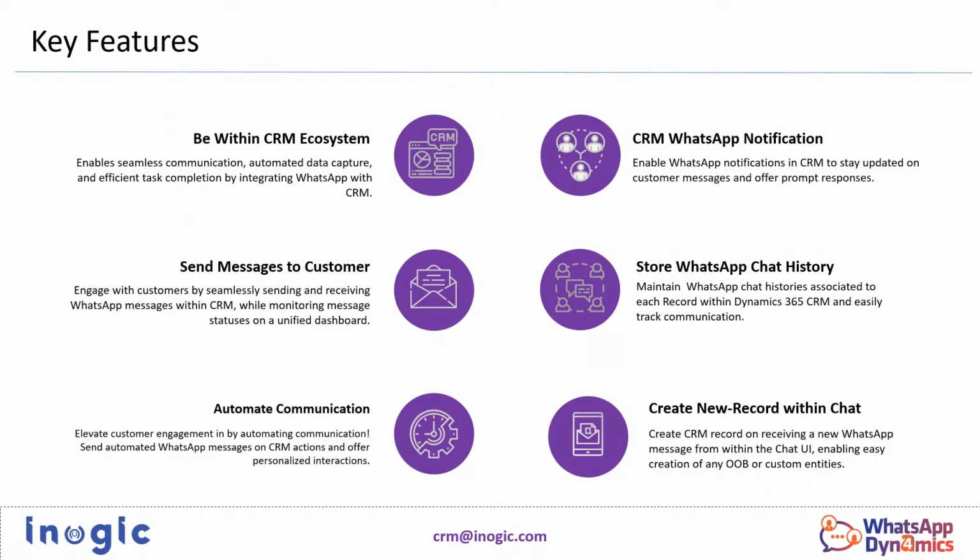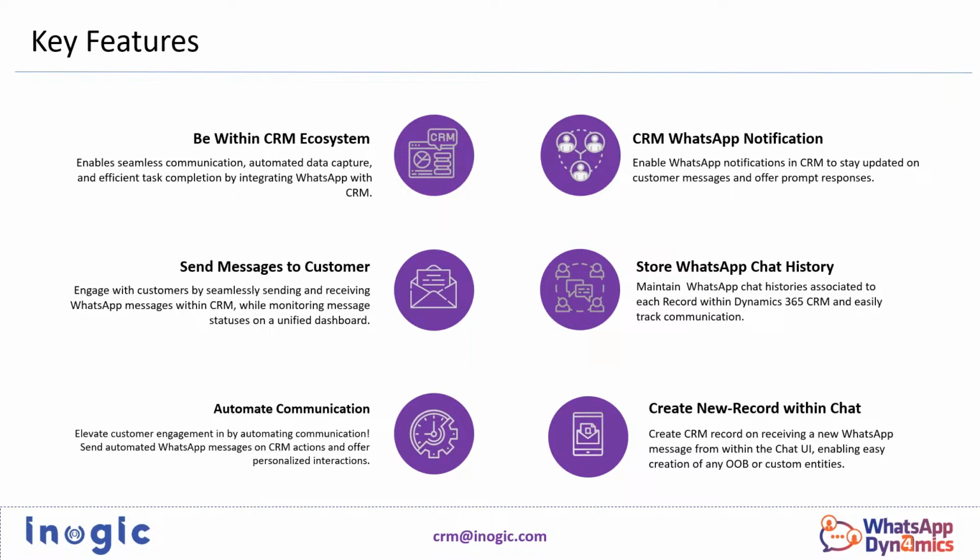These are some of the key features that WhatsApp for Dynamics has to offer within the CRM ecosystem. That means it enables seamless communication within the system and effective task completion by integrating WhatsApp with the CRM. You can communicate with customers by sending and receiving messages, with the status of users on unified dashboards, and automate the communications.